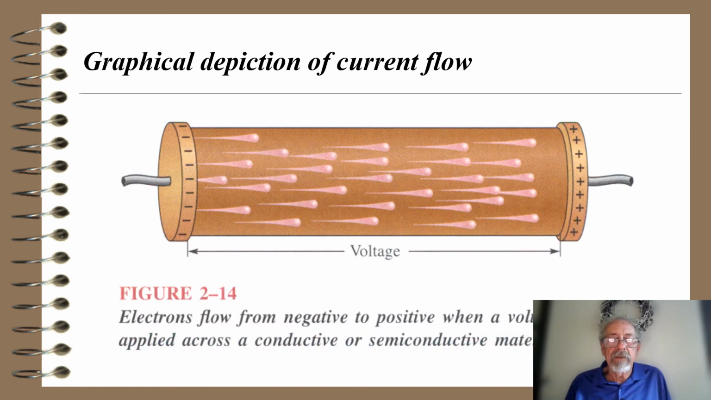However, in this diagram you see plus on the right and negative on the left. If I apply a voltage across that wire, the positive charge will attract the negative electrons. They are, again, the thing that can move. Remember, in a copper wire, there'll be so many copper atoms that there'll be a sufficient number of electrons dislodged from the valence shell that they can act as charge carriers. So electrons flow from negative to positive when a voltage is applied across a conductive or semiconductive material.